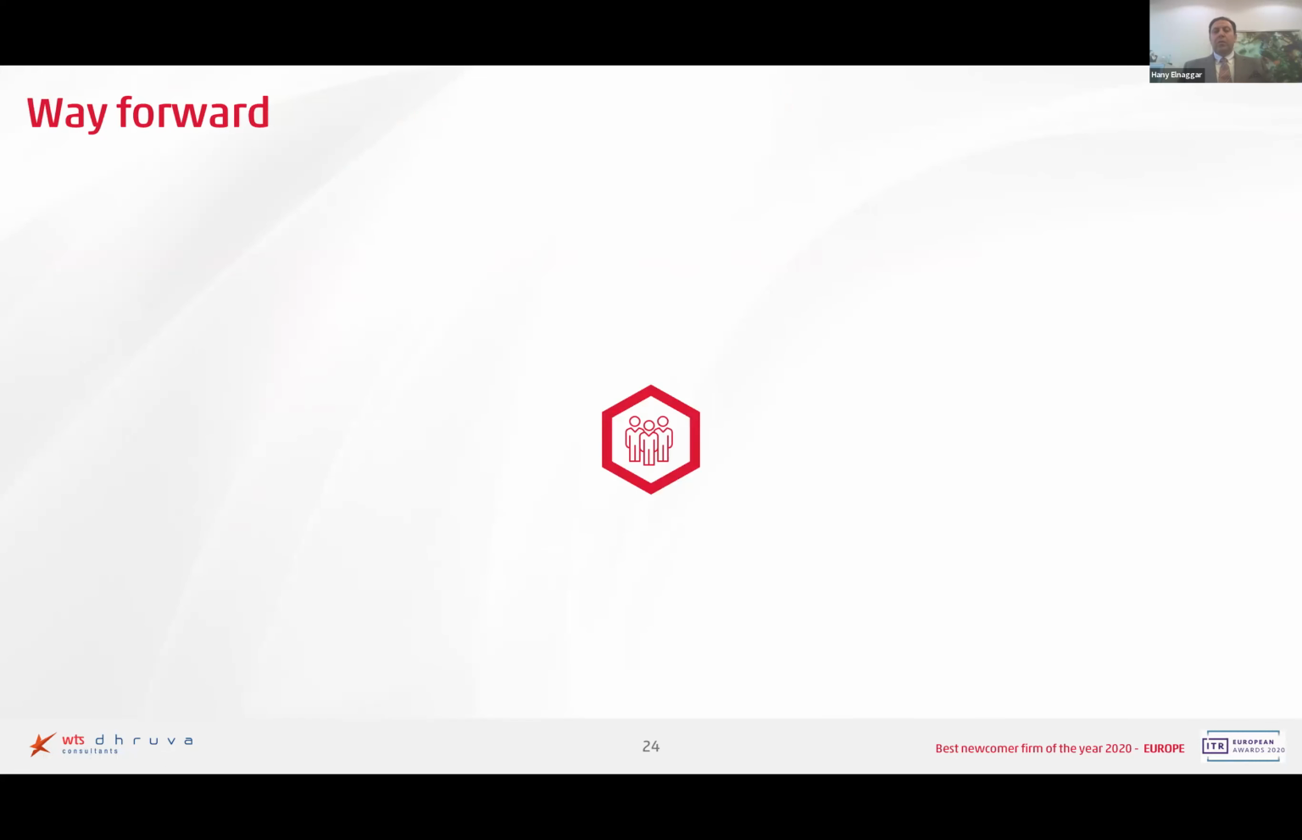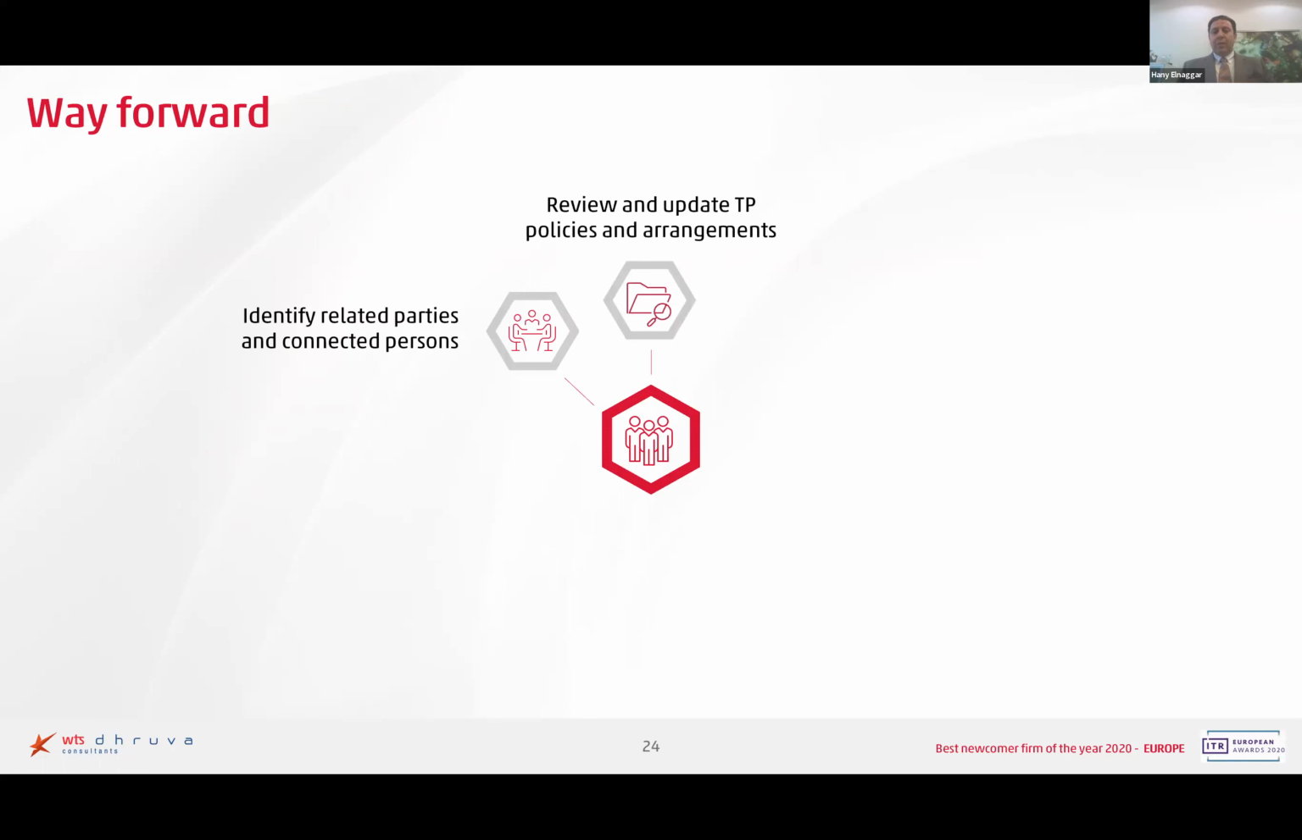So the way forward now. First, we need to identify the related parties and connected persons. Second, we need to review and update transfer pricing policies and arrangements. This applies even for the taxpayer who already has them, especially if he has not faced an audit from ZATCA, or is under audit, or was already audited and some risk was highlighted by ZATCA. He needs to re-review and update the TP policies and arrangements. But for Zakat, it will be a new exercise he needs to do now.